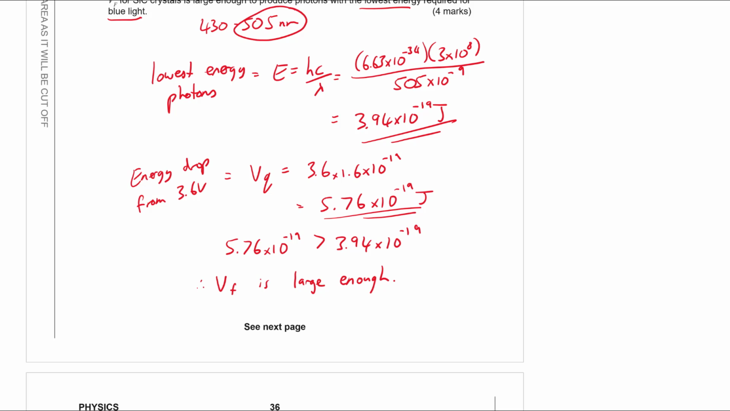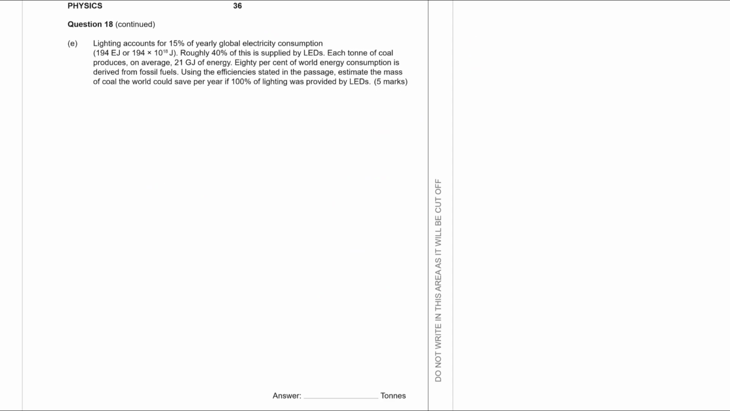There we are. Okay, so question 18, you're looking at a lot of information being given to you in this question, and it's asking you to effectively calculate the mass of coal the world would save per year if lighting was all provided by LEDs. It gives you a fair bit of information in this article. The wording can be considered a little bit unclear in some sections, but I think the best approach is what I'll do here. The first thing it tells you is that lighting accounts for 15% of global electricity consumption.